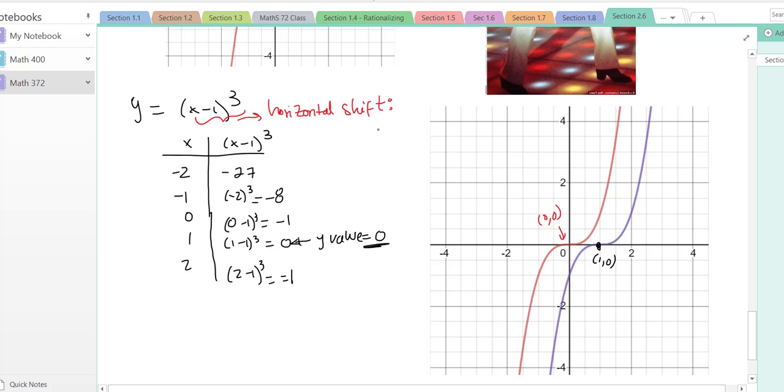And usually the way that I think about the horizontal shift is: what makes the inside 0? So that's when x minus 1 is equal to 0, which means when x is 1. And so that's where our horizontal shift happens. So this entire red graph, our parent graph y equals x cubed, got shifted to the right 1. So this is y equals (x minus 1) cubed.